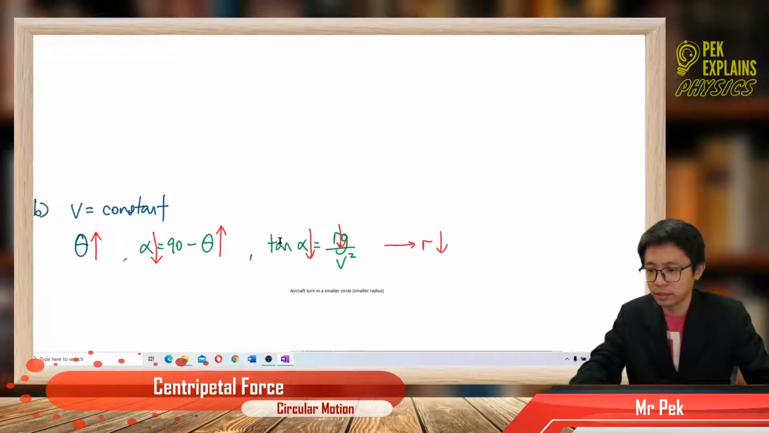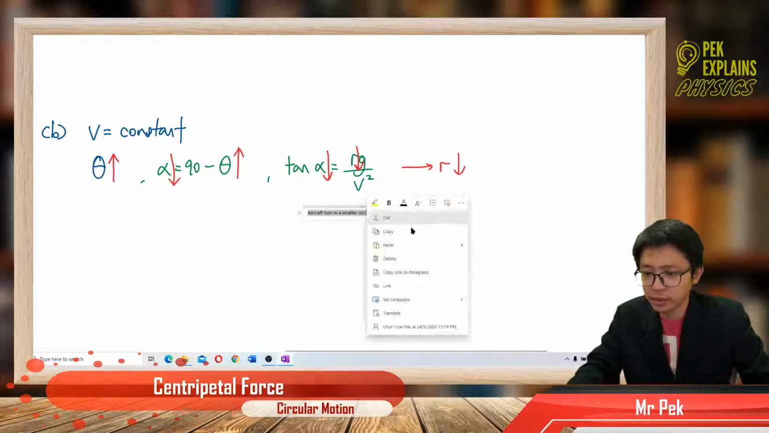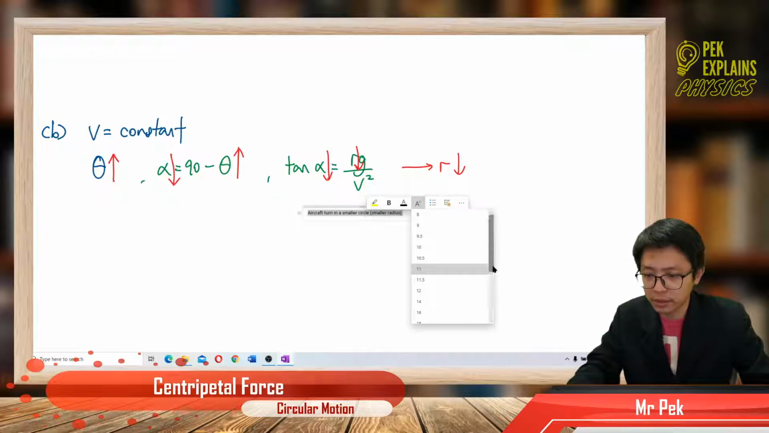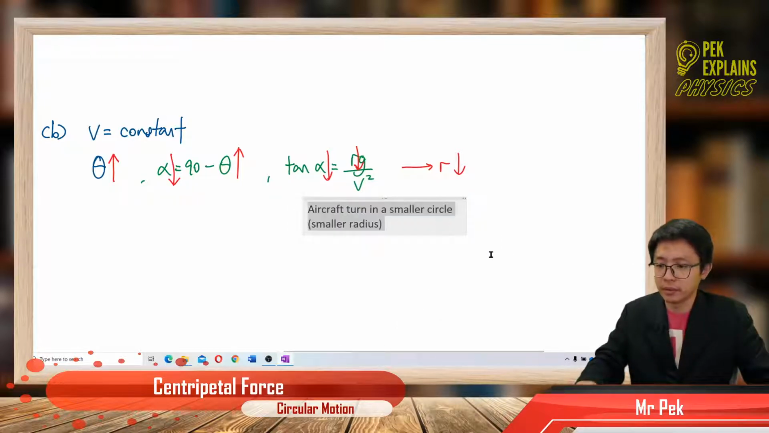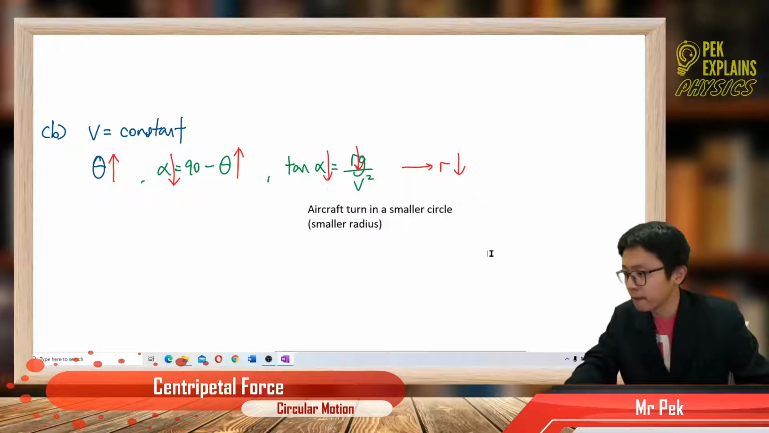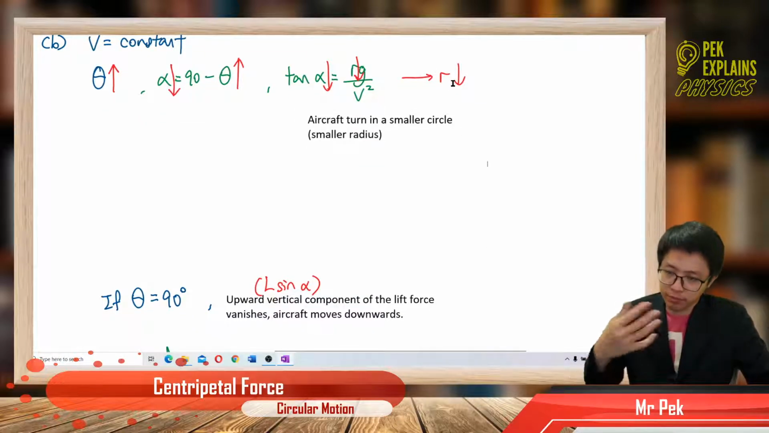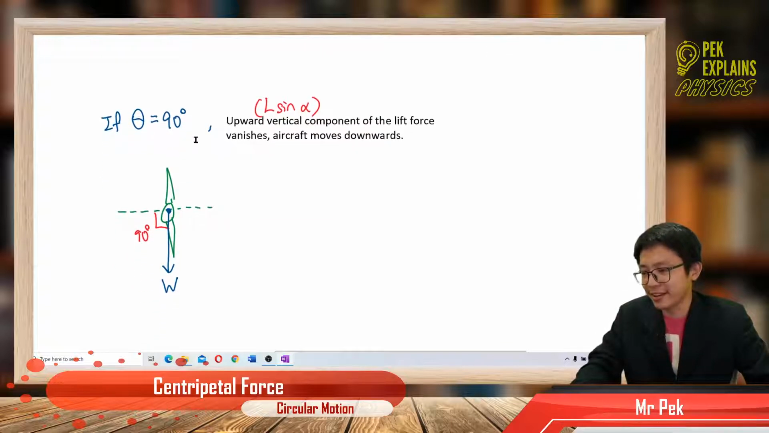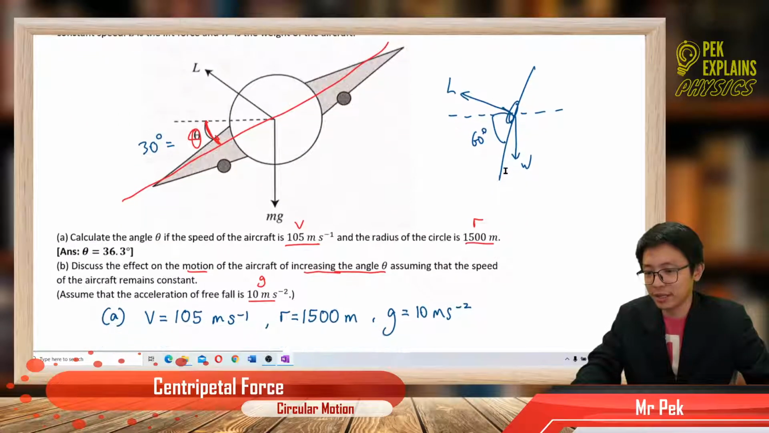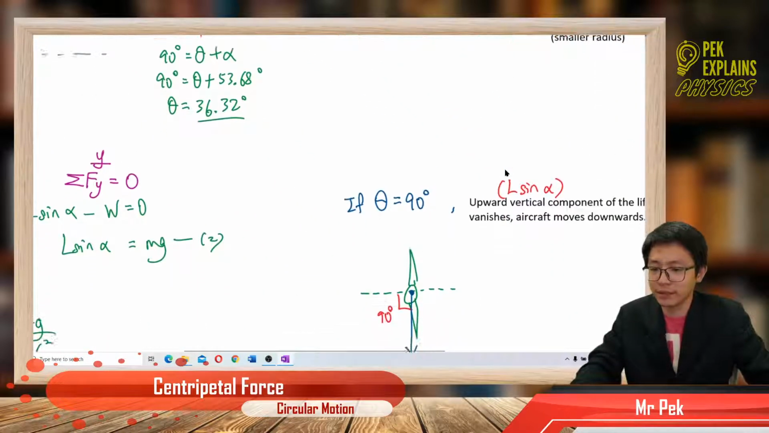Turn in a smaller circle, smaller radius. So let's make that bigger. Okay, in a smaller radius. Turn in a smaller circle. Okay, good. Now, when the radius is smaller, it means a smaller circle. Okay, what if he turns at 90 degrees? What if the angle of tilt now becomes, this is the angle theta, 90 degrees?